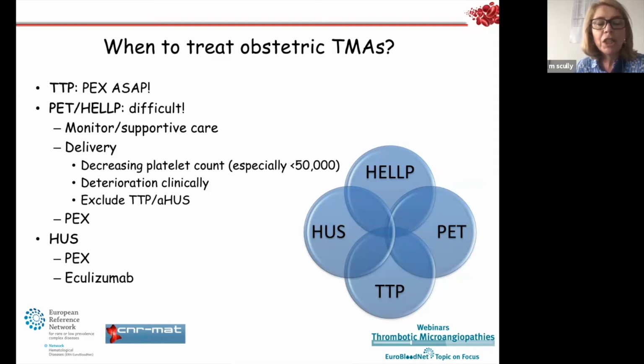As I said, HUS is typically in the postpartum period. And again, it may not be immediately obvious, and it may look like TTP, which is absolutely fine, and plasma exchange is the mainstay of therapy. However, we do have complement inhibitors, primarily eculizumab, for which there is fairly good safety data, both in PNH and now in HUS, as to the use of eculizumab in pregnancy.